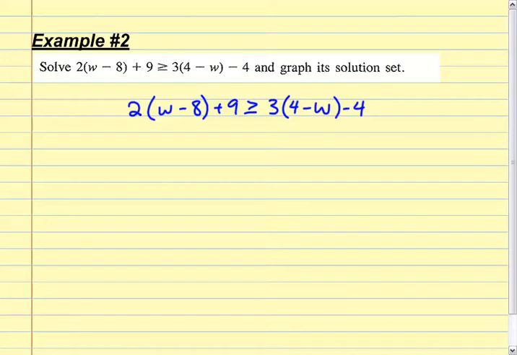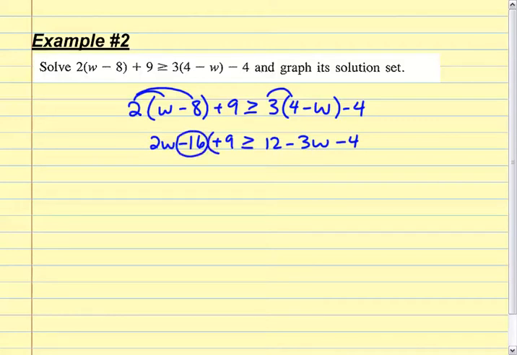Okay. First thing I'm going to do is distribute. So I get 2w minus 16 plus 9 is greater than or equal to 12 minus 3w minus 4. Okay? Now I'm going to simplify. Remember, I simplified before I solved, so let me put these two terms together. 2w, and that's going to be minus 7, is greater than or equal to, I'm going to combine 12 and minus 4. That's going to give me negative 3w plus 8.